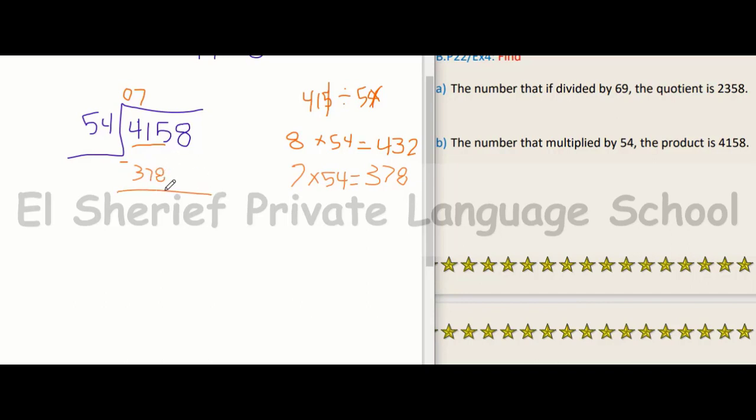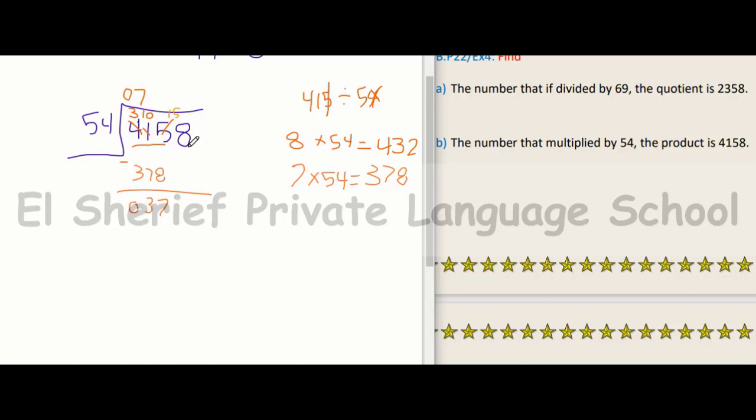415 minus 378. 5 minus 8 can't be. So we borrow from the 1, and 5 becomes 15. Then 15 minus 8 equals 7, and 0 minus 7 can't be. So borrow from 4. 4 becomes 3 and 0 becomes 10. 10 minus 7 equals 3, and 3 minus 3 equals 0.